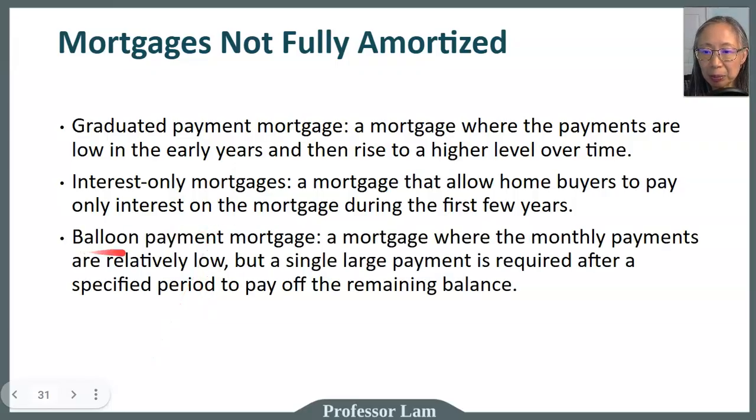The last type is a balloon payment mortgage. This is a mortgage where the monthly payment amount is pretty low, but a single large payment is required. So you will actually have to pay off the entire balloon. That's where the balloon term comes in. You have to pay off the entire loan that is still remaining.